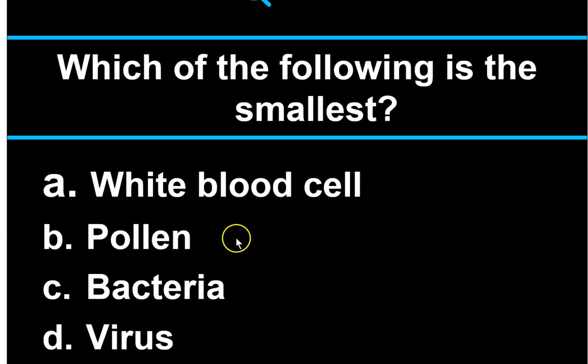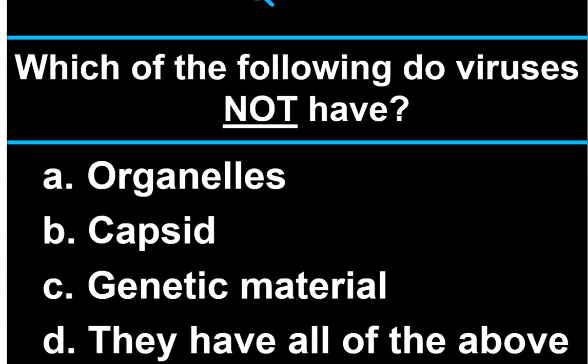Which of the following is the smallest? White blood cell, pollen, bacteria, or virus? We know that viruses are extremely small, and so a virus would be the smallest out of all of these.